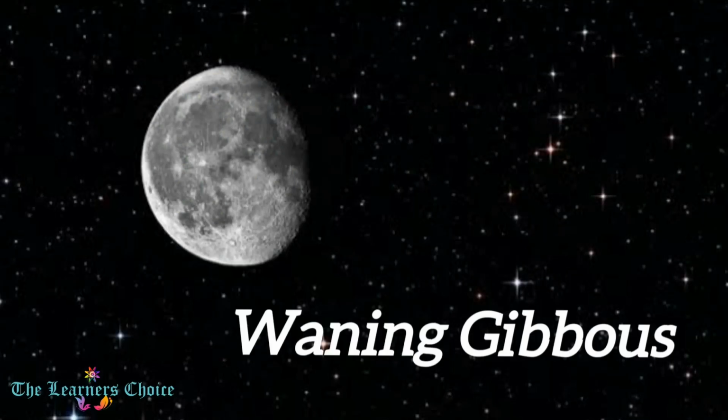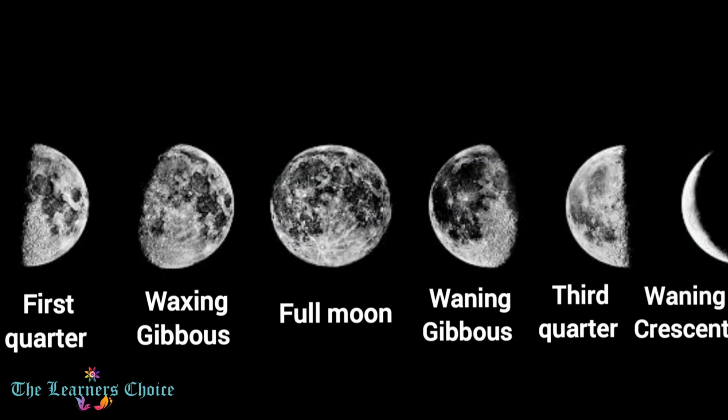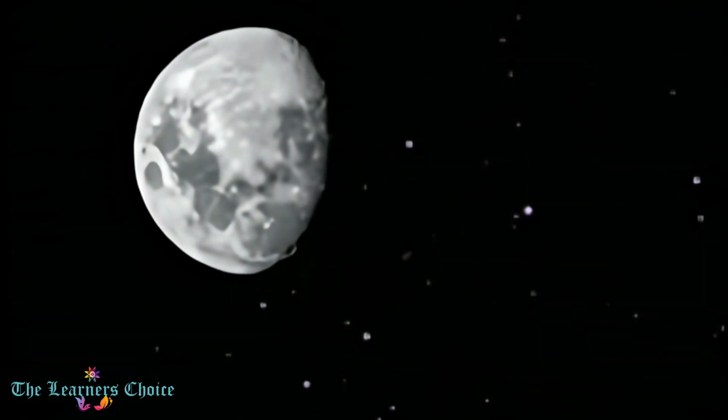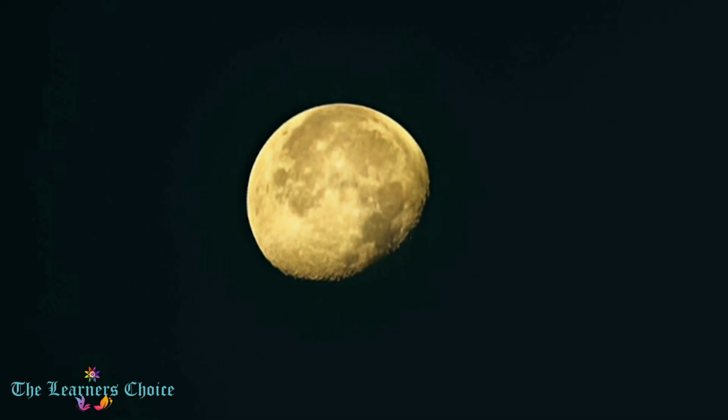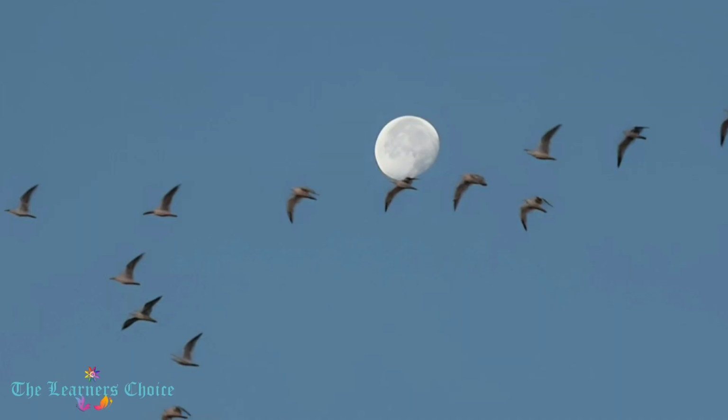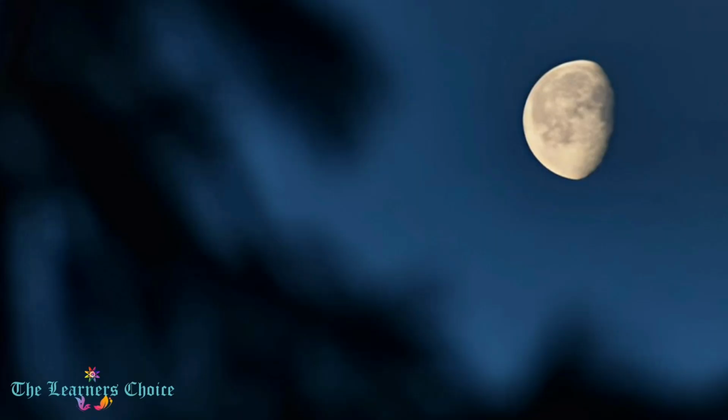Waning gibbous. After the full moon, the illuminated portion of the moon visible from Earth begins to wane, or decrease in size. During the waning gibbous phase, the moon's surface visible from Earth appears more than half lit but less than full. The waning gibbous phase occurs about 3 days after a full moon and lasts for about 7.38 days.